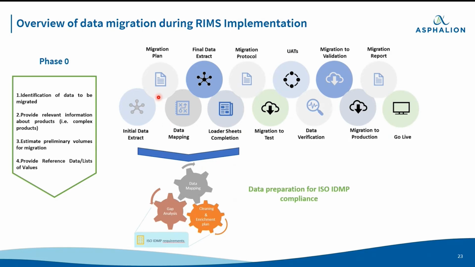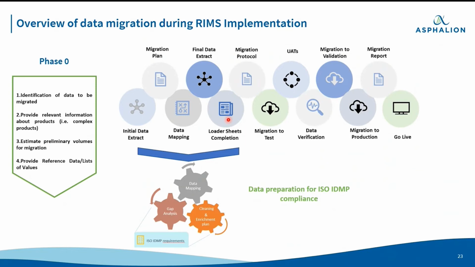So usually we're working with data extracts from your current database. There is a migration plan that is generated along with a migration protocol. The data mapping is performed in order to identify the data fields from the source system into the RIM that will be implemented. There are some tables called loader sheets that can be 30, 50 or more, depending on the data models. Those will be prepared and will basically contain all your information, clean and enriched, and that's what's going to be migrated into the system.